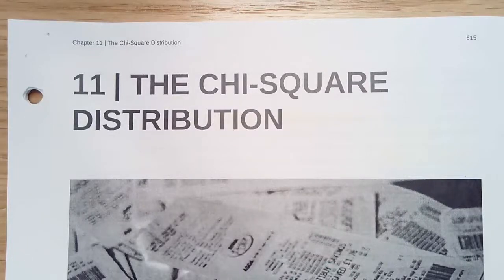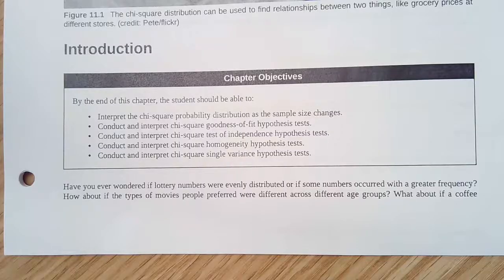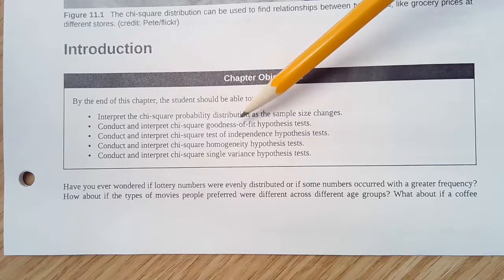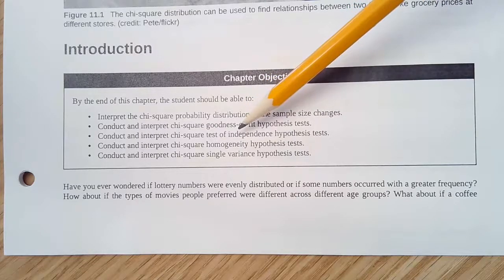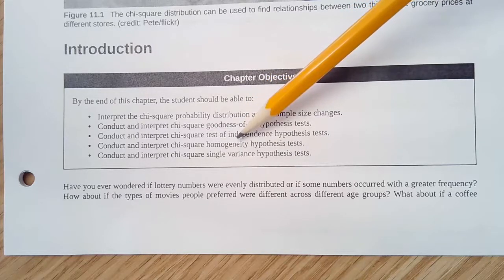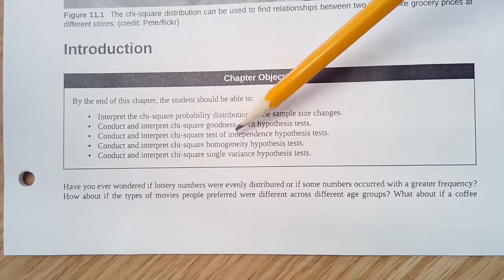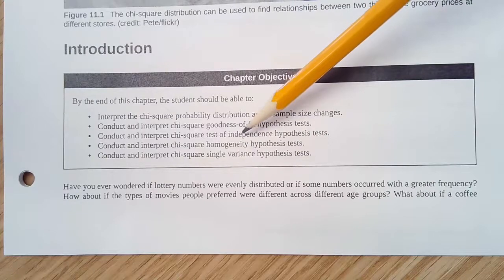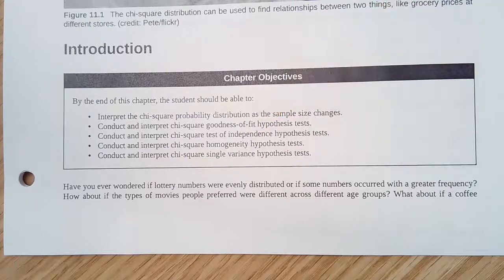Good morning. We're going to start talking about Chapter 11 for Stats 1040, the chi-squared distribution. By the end of the chapter, you should be able to definitely make sure you have the goodness of fit, and the test for independence and homogeneity. Those are the three big ones: goodness of fit, independence, and homogeneity.